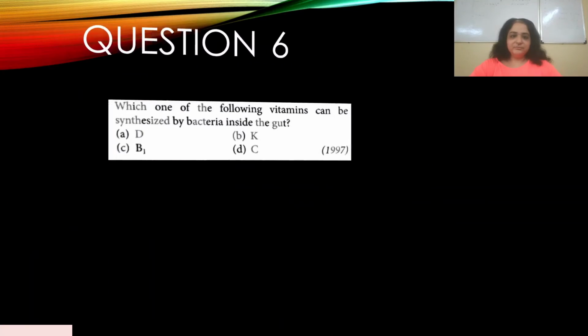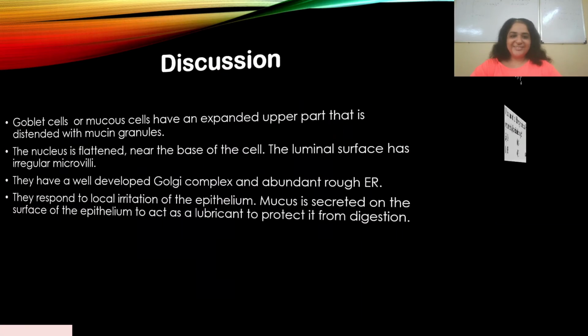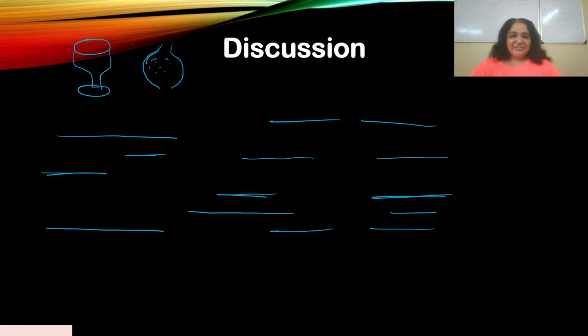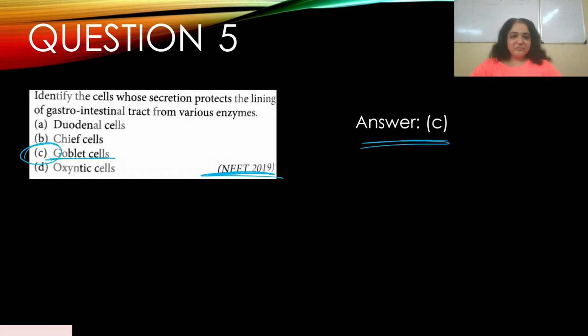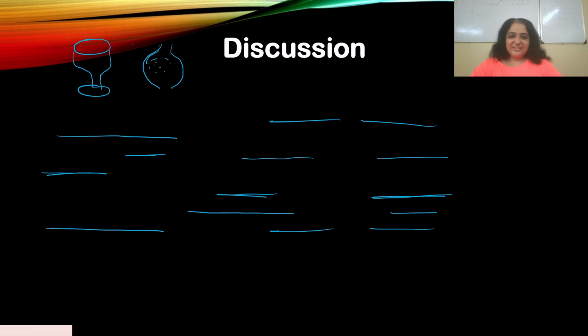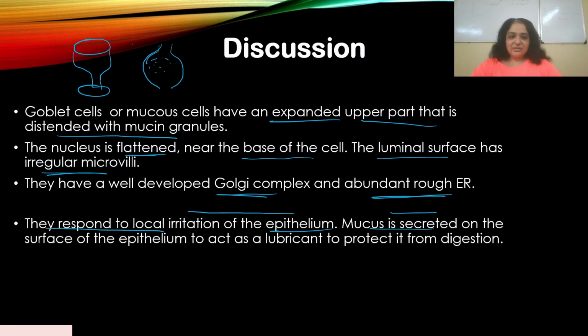Oh, sorry. This is the next question. Let's go back to the discussion. So clearly it is goblet cells. It protects the lining from various enzymes. So clear. Again, direct question. Let's move on to the next question.